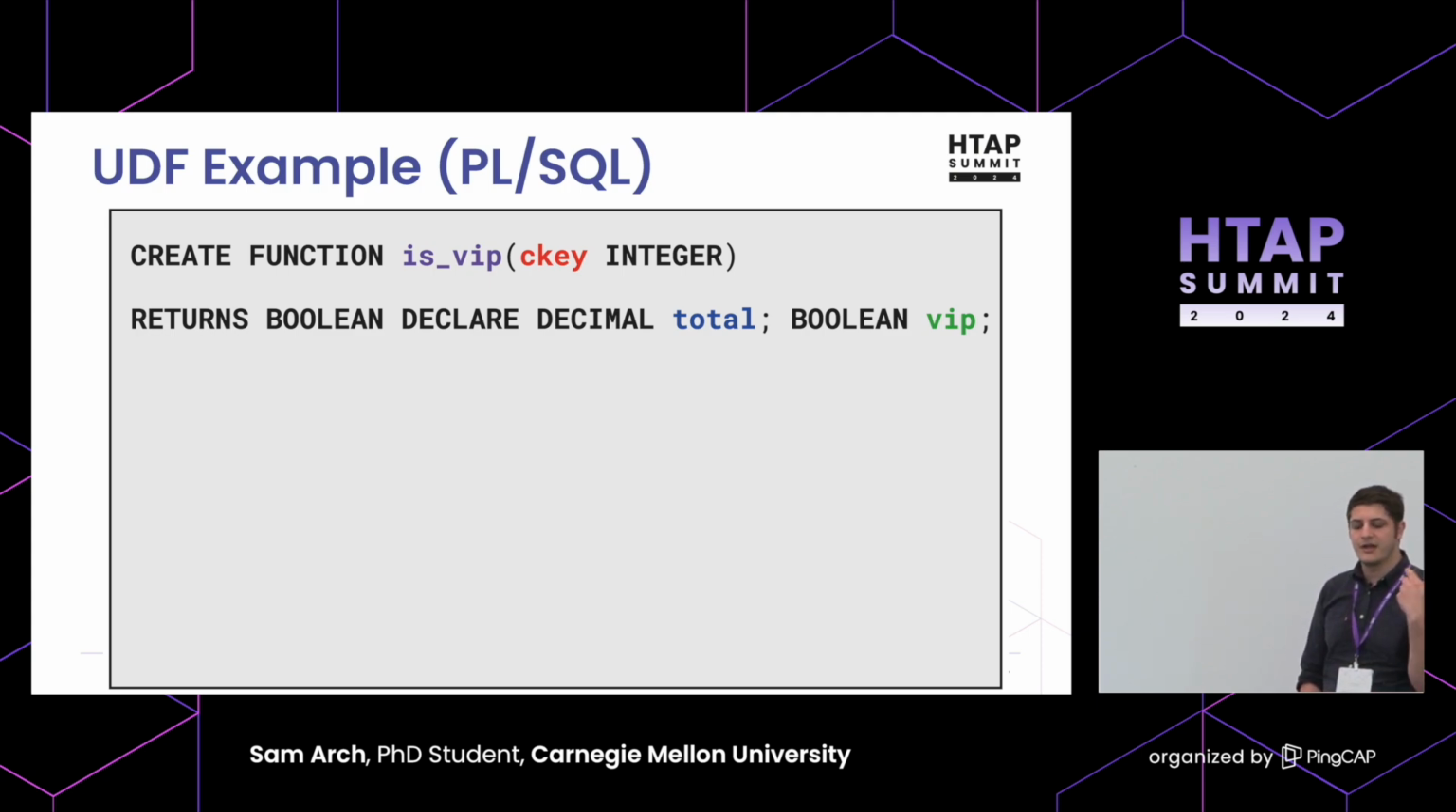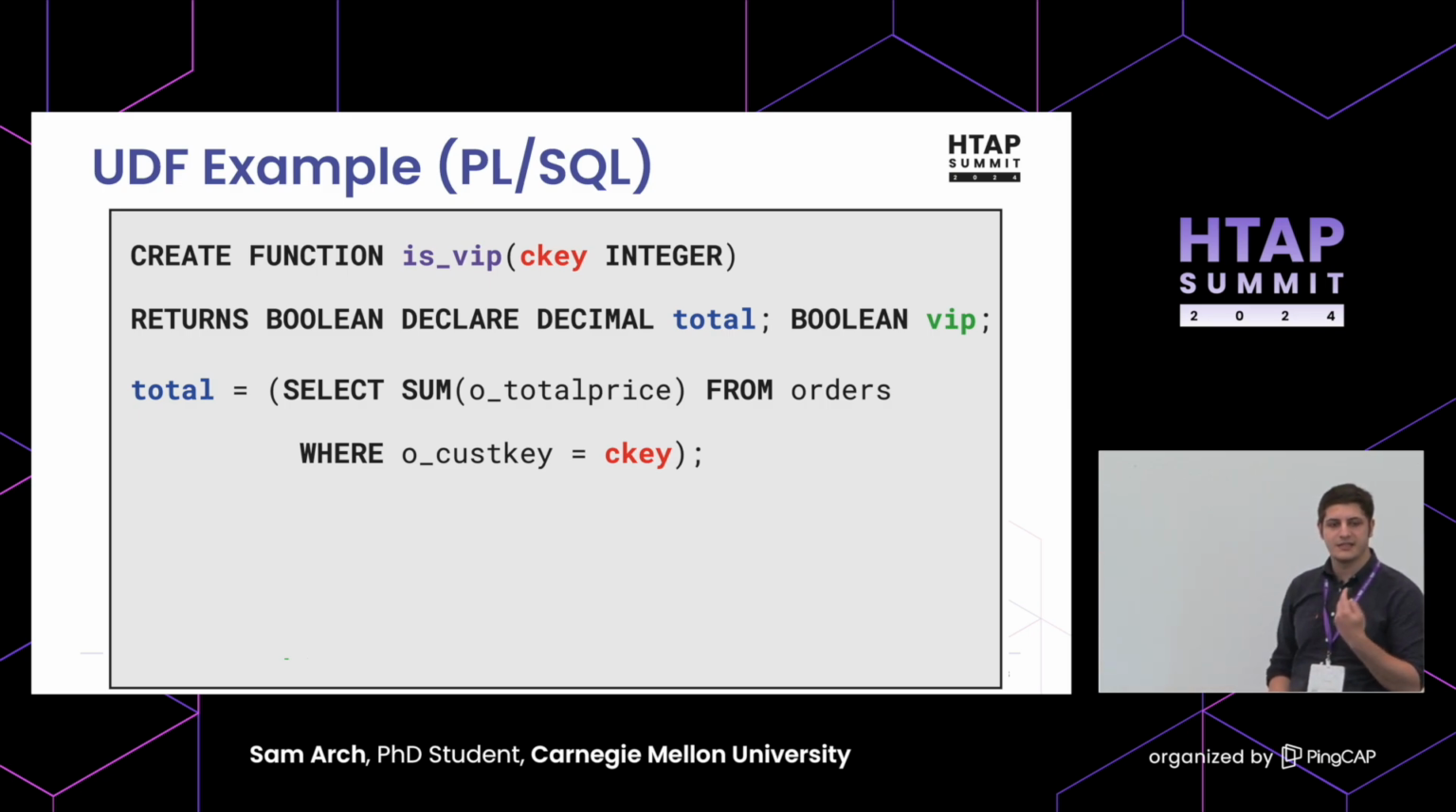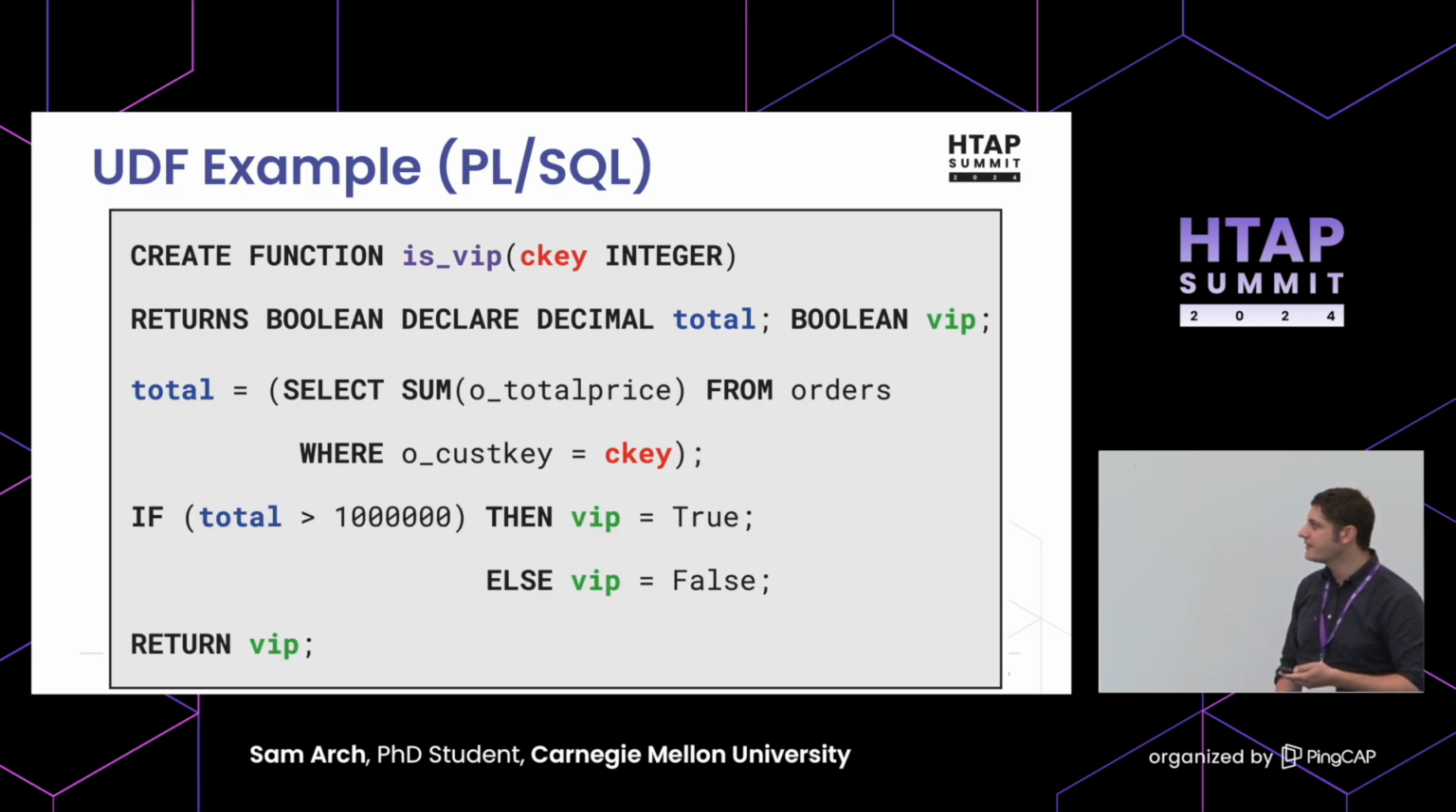The logic for this UDF is that we compute the total amount of money spent on orders using this select statement inside of the UDF, which is just going to accumulate, sum up this column, O total price, for every single order made by this customer. And then we save that in a variable total. And then if the customer has spent more than $1 million, then we set VIP to true, else VIP is false, and then we return.